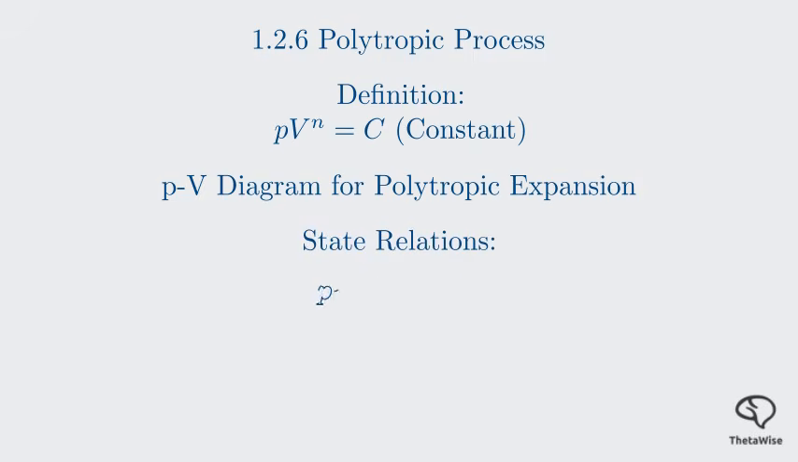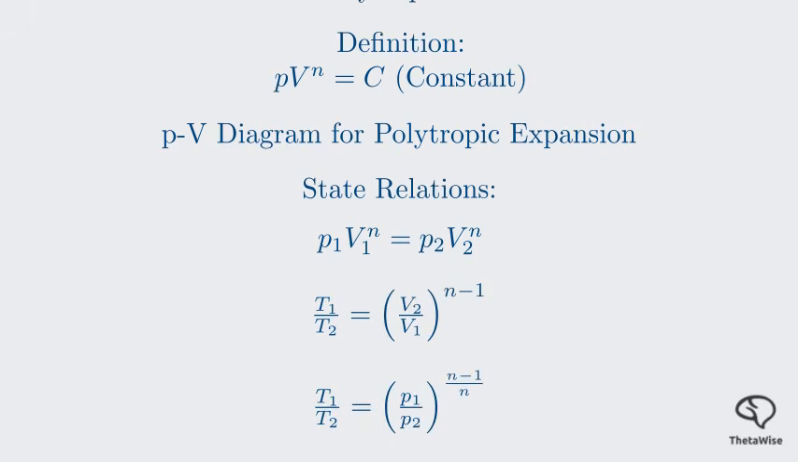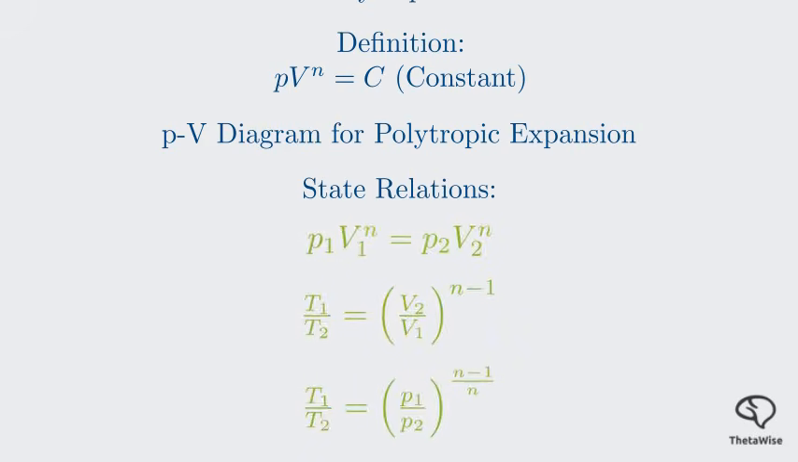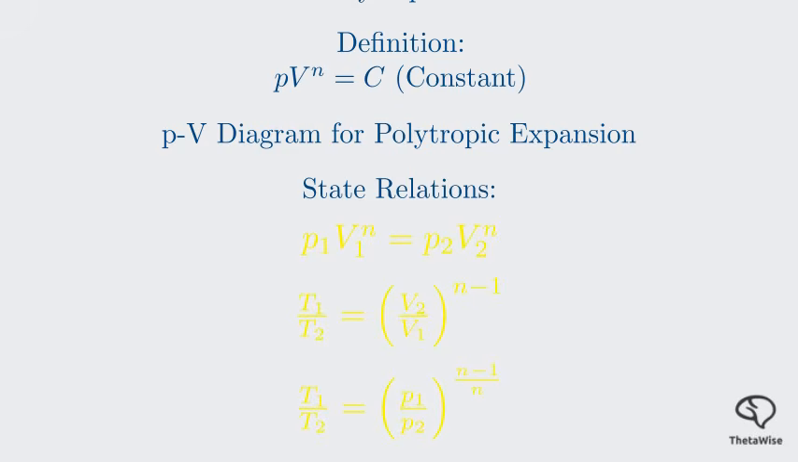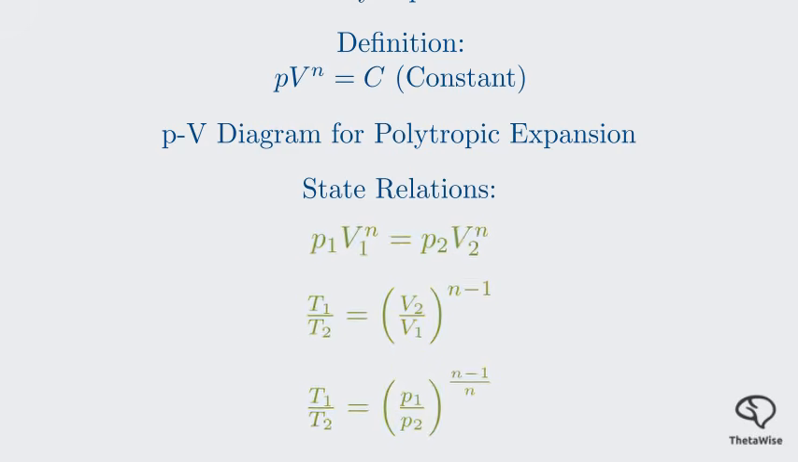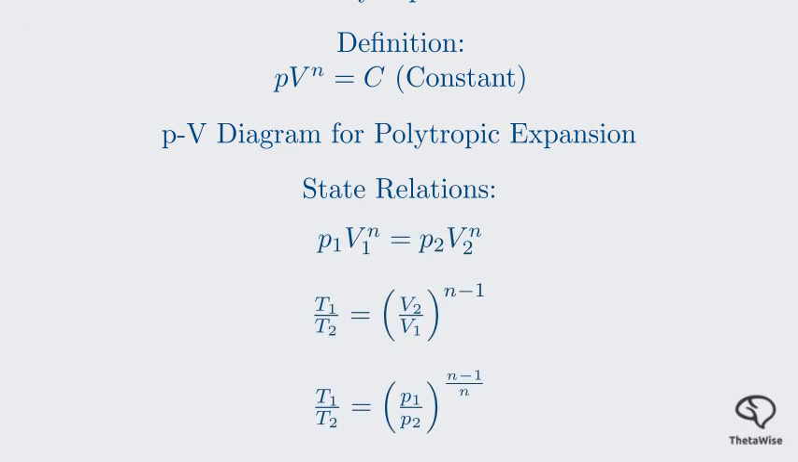Let's look at the general relationships for a polytropic process. From our state equation, we can write P1V1 to the n equals P2V2 to the n. And from the combination of the ideal gas law and the polytropic state equation, we can also write the relationships between temperature and pressure, and temperature and volume. These are the key equations we will use for solving problems involving polytropic processes. Notice how the exponent n appears in these relations.